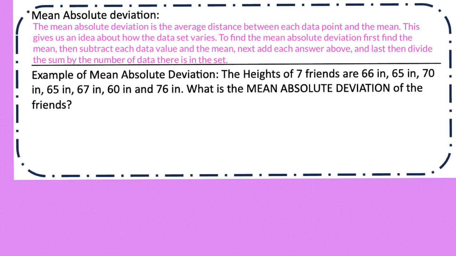First we have to find the mean. We've actually already found the mean in the very first problem that we did. Let's pretend like we're doing it: we're adding all the data values and then dividing by the total amount, and we found the mean as 67.